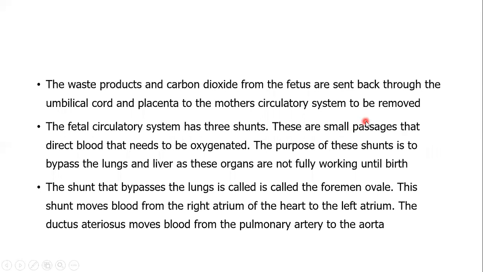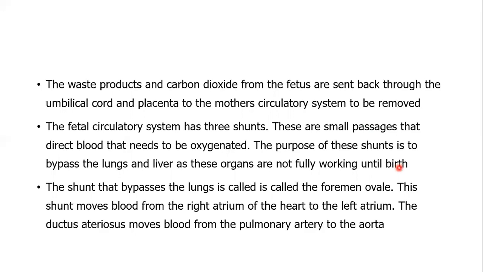The waste products and carbon dioxide from the fetus are sent back through the umbilical cord and placenta to the mother's circulatory system to be removed. The fetal circulatory system has 3 shunts, which we talked about: the ductus arteriosus, the foramen ovale, and the ductus venosus. These are small passages that direct blood that needs to be oxygenated. The purpose of these shunts is to bypass the lungs and the liver, as these organs are not fully working until birth, so they're still under development.